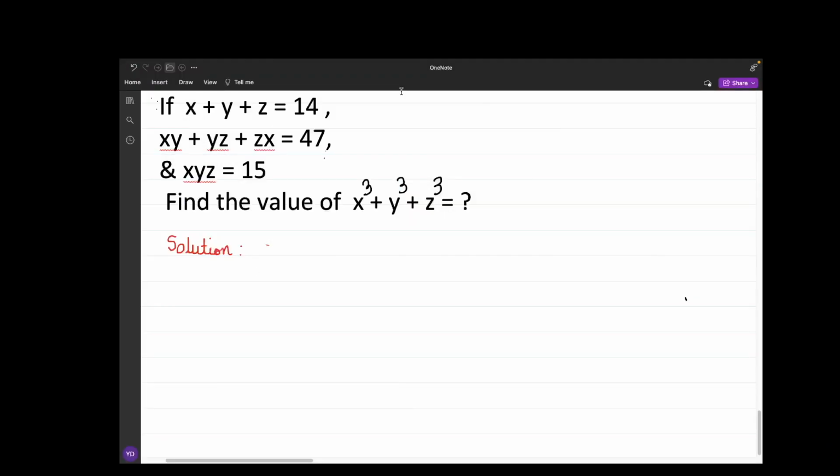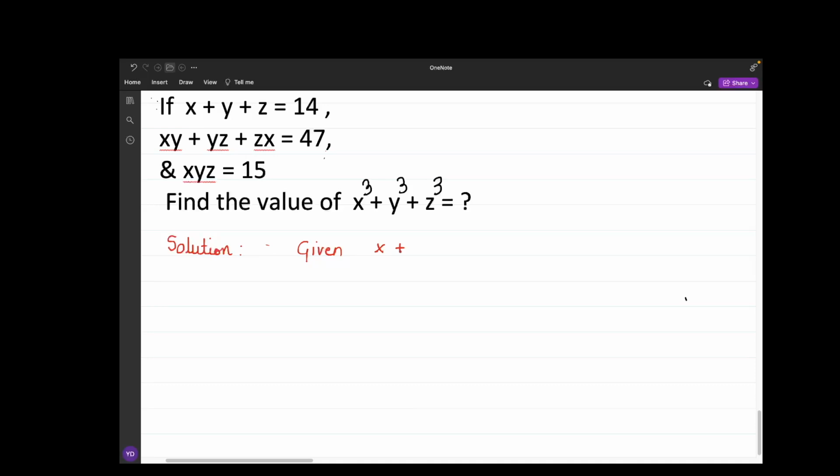Everyone, let's start with the question. If x plus y plus z equal to 14, xy plus yz plus zx equal to 47 and xyz equal to 15, find the value of x cube plus y cube plus z cube.